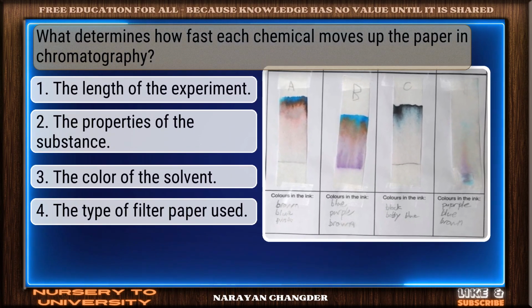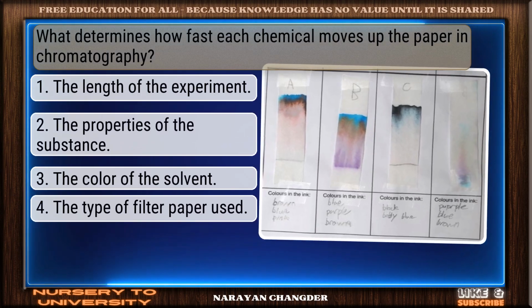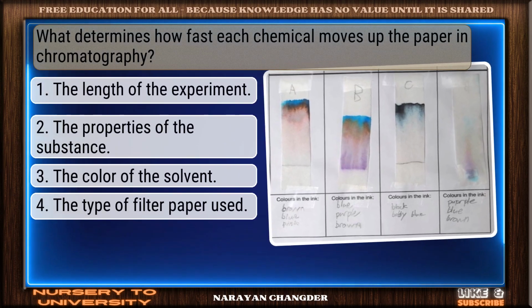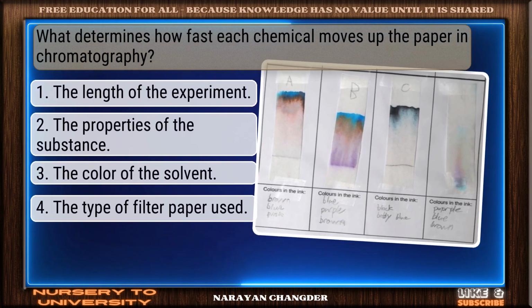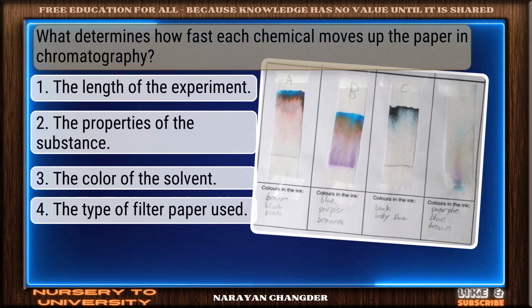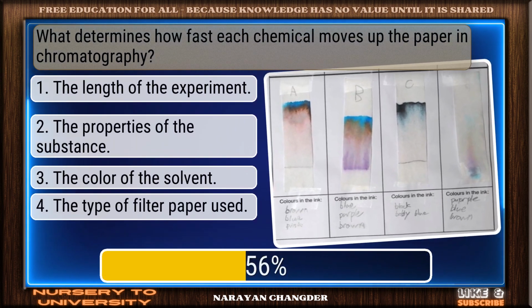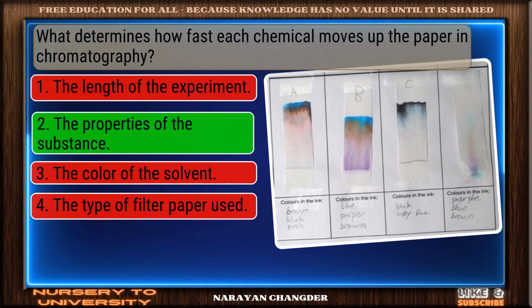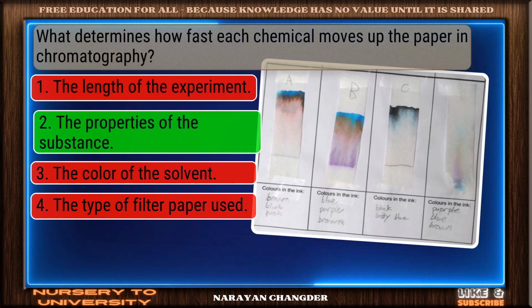What determines how fast each chemical moves up the paper in chromatography? Option 1, the length of the experiment. Option 2, the properties of the substance. Option 3, the color of the solvent. Option 4, the type of filter paper used. Exactly, the properties of the substance.